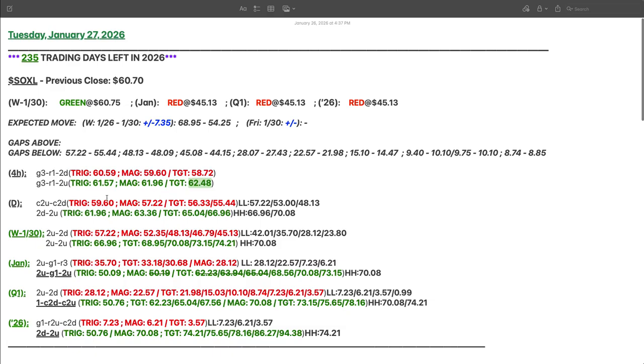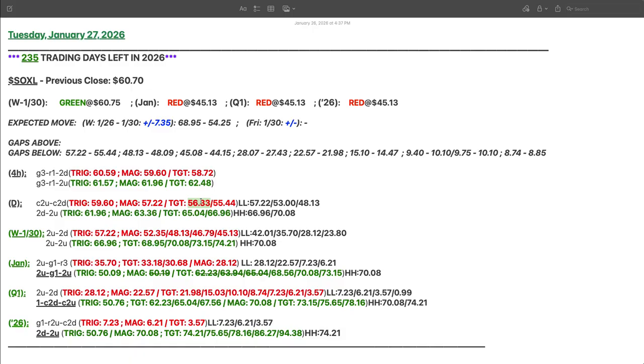So not a lot of magnitude there, but we do have the 62.48 as an extended target for you on the 4-hour time frame. On the day chart, if we break below that 59.60 level, that triggers a combo 2 up, combo 2 down. The magnitude for that move is about $2.50, or a little less than $2.50, with a magnitude of 57.22. And then we have extended targets of 56.33, which is half gap, or halfway through the gap, as well as 55.44 as the gap close. If you're not familiar with a half gap, a lot of times intraday, at least with the initial push into the gap, the halfway point of that gap can be a bounce point.